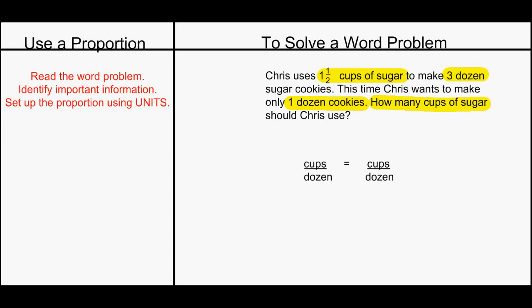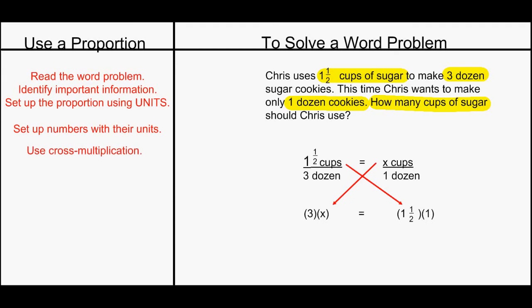Let's identify the important information, cups of sugar and dozen of sugar cookies, and set up the proportion using the units, cups per dozen, cups per dozen. Now we'll fill in the numbers that go with the units. 1½ cups sugar corresponds to 3 dozen cookies. x cups of sugar, how many cups we do not know yet, we'll find out, per 1 dozen cookies.